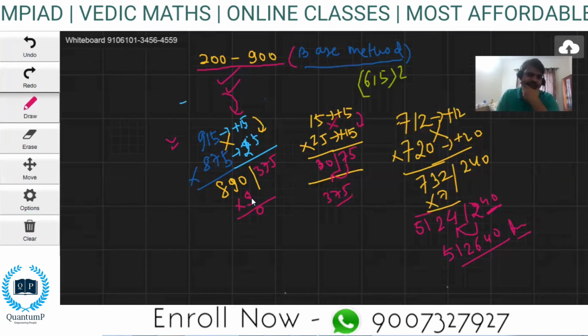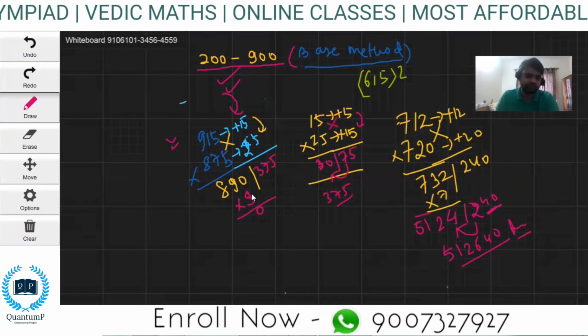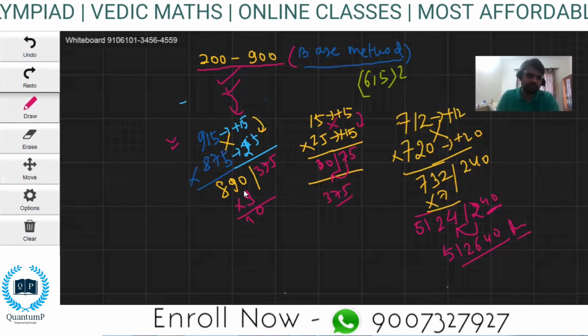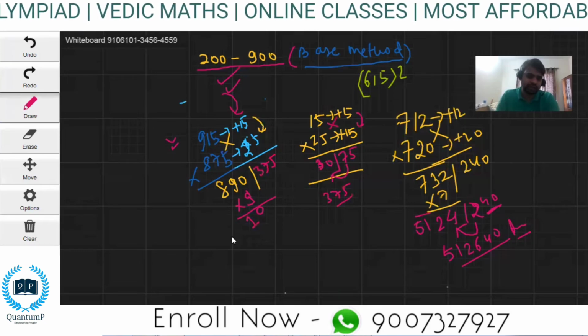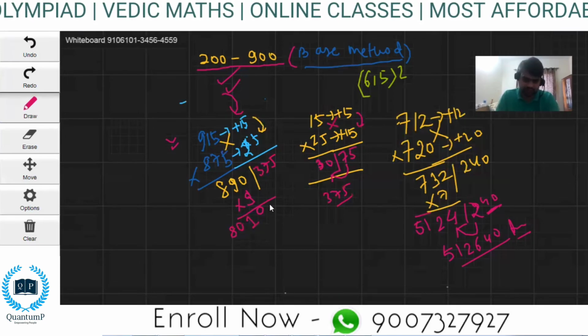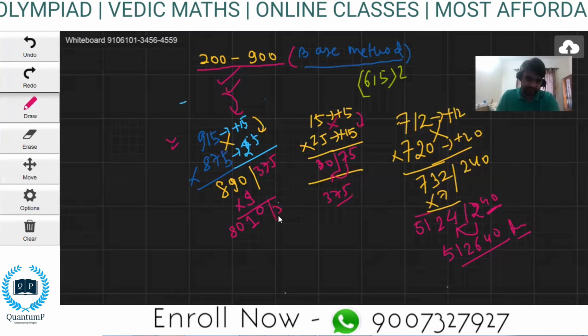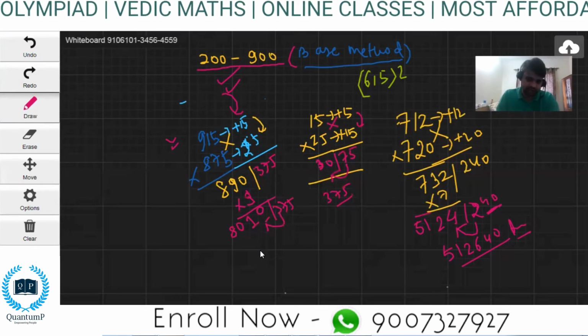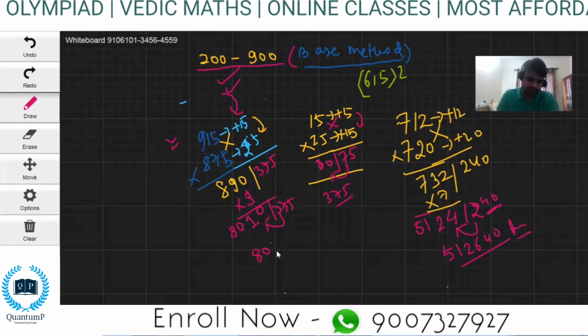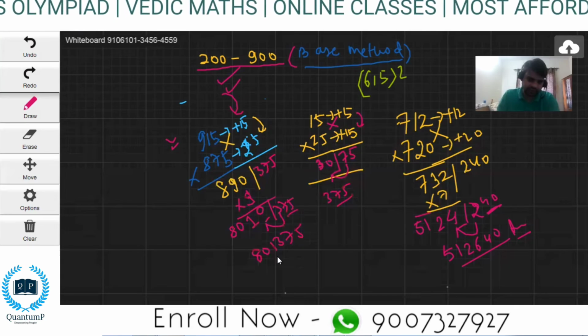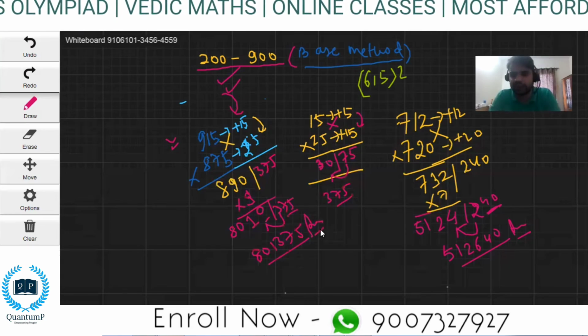So if we do 9 multiplications, so 0. Then 81, 8 carry, and this is 80. 72 plus 8, 80, and this 375 is there. This 3 will move to this side. So 8013, and this 75 is there, right? So the answer is 801375.